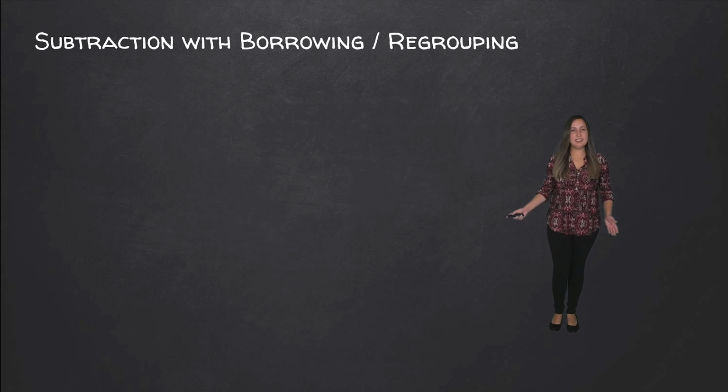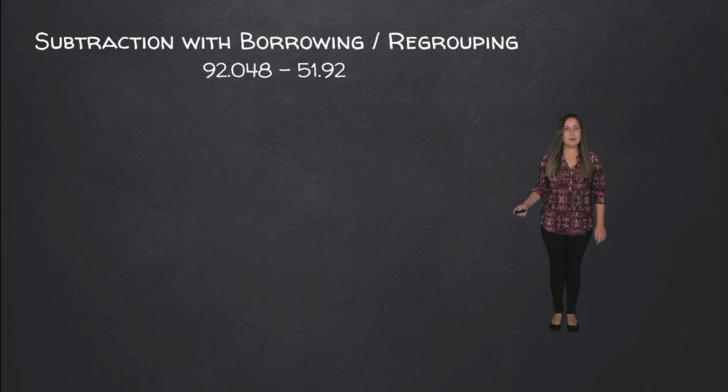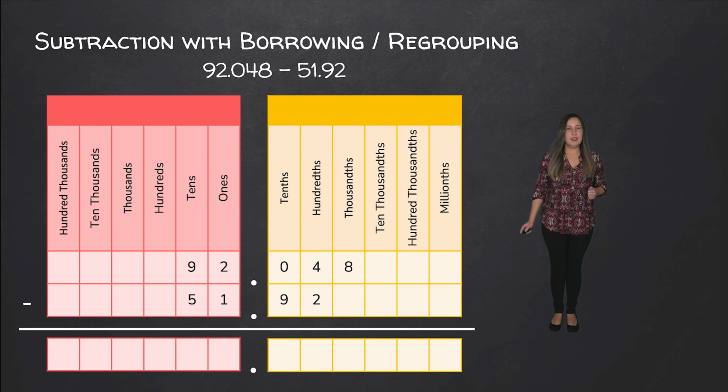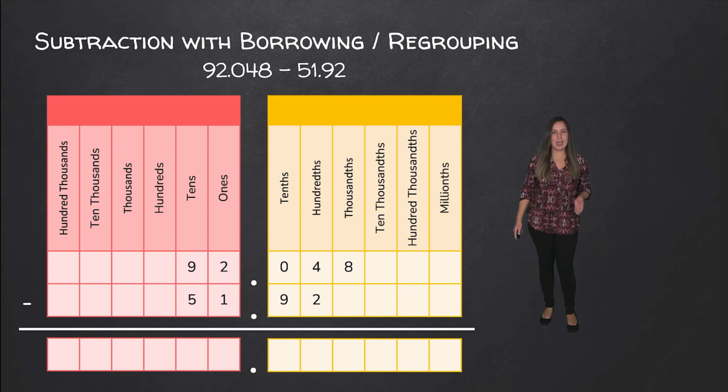Now let's move on to another example, and this time we will borrow, otherwise known as regroup. So here we have 92 and 48 thousandths minus 51 and 92 hundredths. We add our numbers to our place value chart, where our place values then get lined up. Notice again that our decimal points get lined up when we line up our place values. If we were subtracting without this chart, make sure you line up your decimal points, and that will ensure that your place values are lined up.